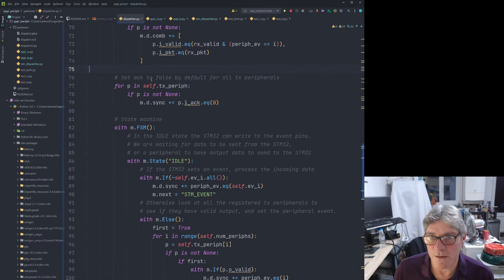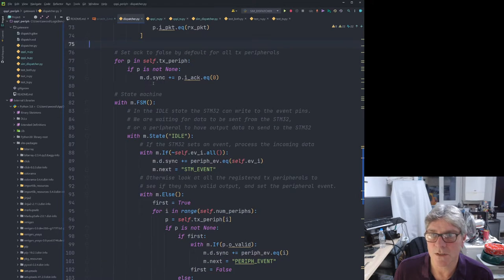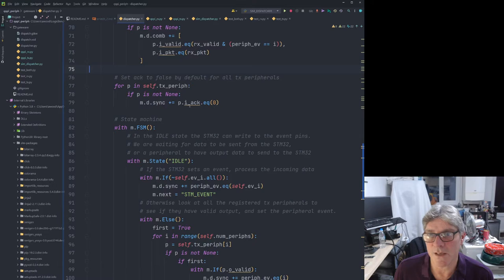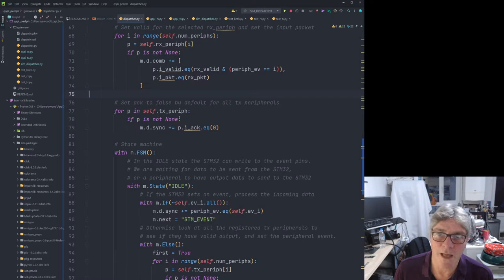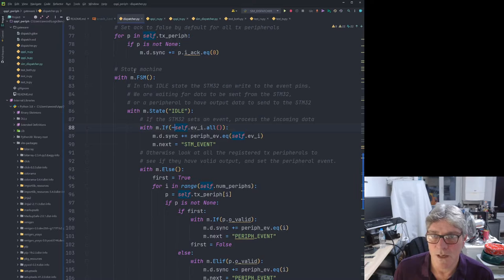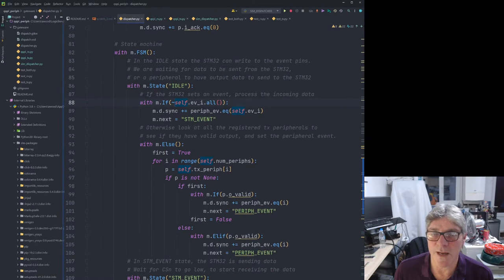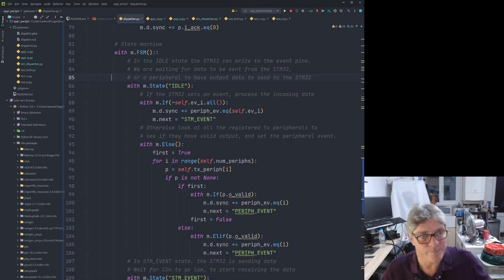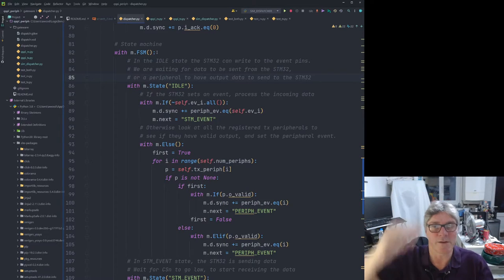We can have a look at the acknowledge. So set acknowledge to default for all the TX peripherals. Okay, so we're setting the peripheral input acknowledge signals to zero. So we're just scanning through all of them, any that are legitimate TX peripherals. Then we've got a state machine. So this is the way that it's quite nice, the way that Amaranth allows you to build state machines. It uses this kind of built-in FSM. Basically, with m, FSM is the top holder of this state machine.